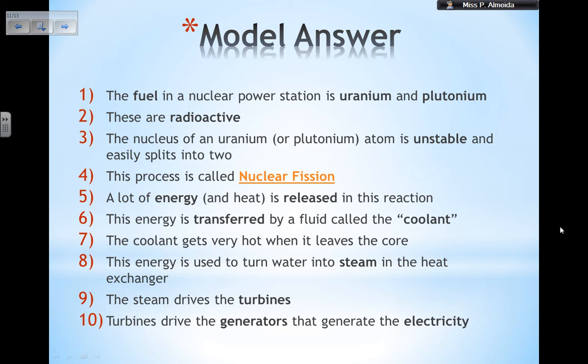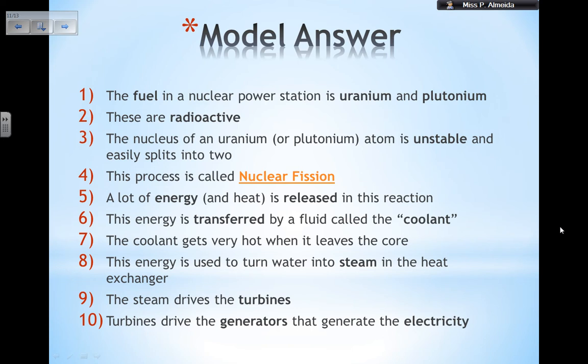This energy is transferred by a fluid called the coolant. The coolant gets very hot when it leaves the core, the nuclear core. This energy is used to turn the water into steam in the heat exchanger. The steam drives the turbines, and the turbines drive the generators that generate electricity. So this is an example of how you can explain the whole nuclear fission.